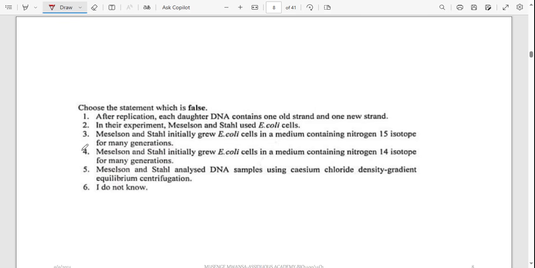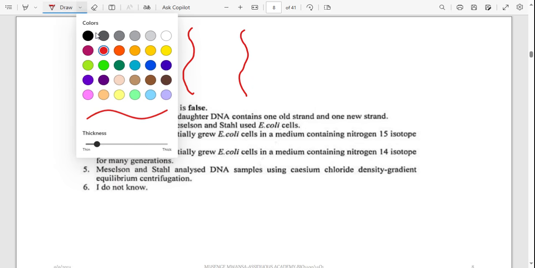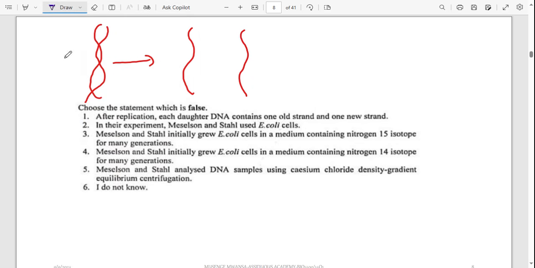Choose a statement which is false. After replication, each daughter DNA contains one old strand and one new strand. So what happens is this. Let's say we started with this structure. After replication, these two are going to separate like this, and to each one of these we're going to add a new strand. And then this is the first replication that has happened.